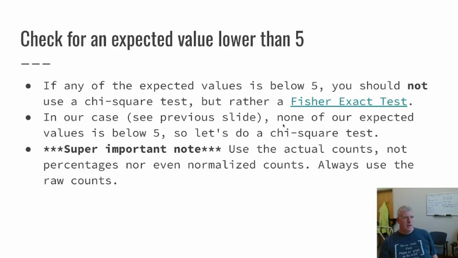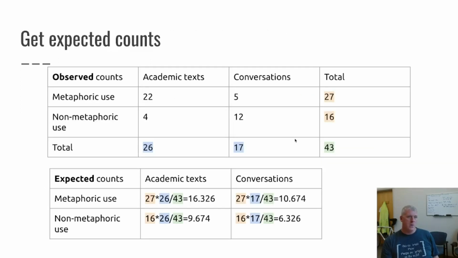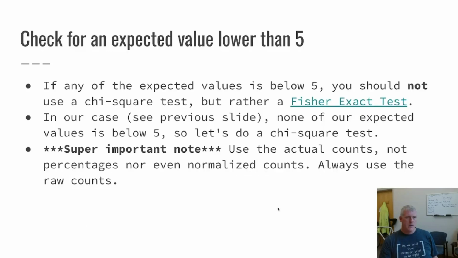And then you check to see if there are any expected values that are lower than 5. Because if any of the expected values are below 5, then you should not actually use a chi-square test. You should use what's called a Fisher exact test. But in our case, in our previous slide, none of those expected values were below 5. Let's just go back real quick. Right, we have 16.3, 10.7, 9.7, 6.3. All right, so none of those values are below 5, and so we're good. We'll just go ahead and use a chi-square test rather than this other one called the Fisher exact test.